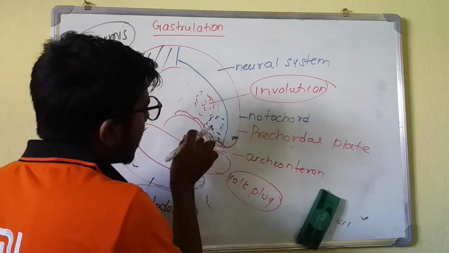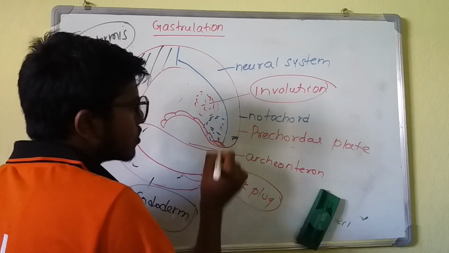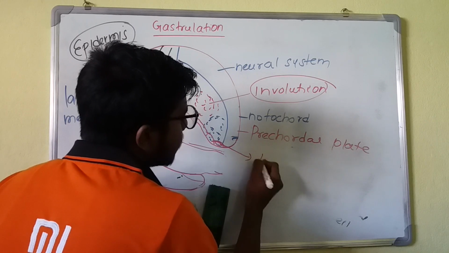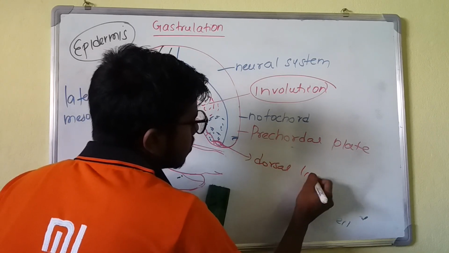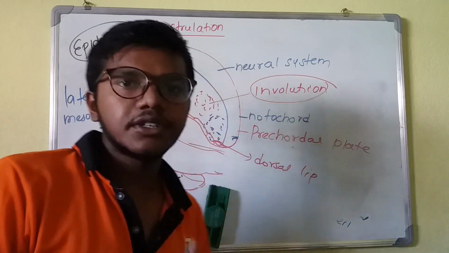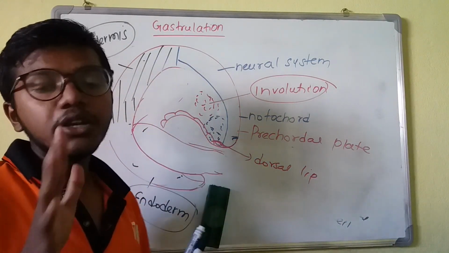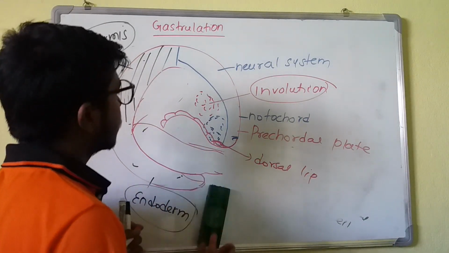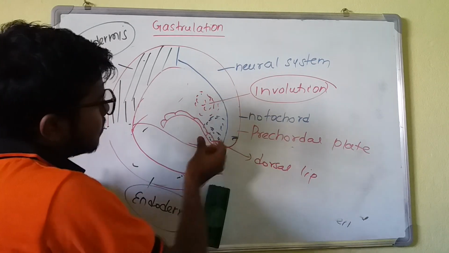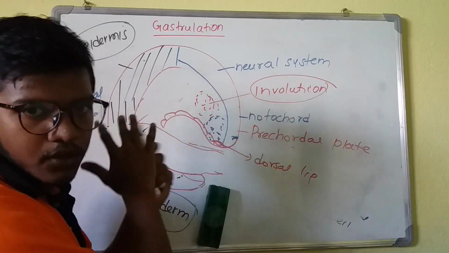And this part is known as the endoderm. So the archenteron has a lining of the endoderm. This part is known as the dorsal lip of the endoderm, and it will form the pharyngeal endoderm later on. And this archenteron will form the foregut, or the alimentary canal. At the same time, the archenteron is increasing. That's why the blastocoel is obliterated.